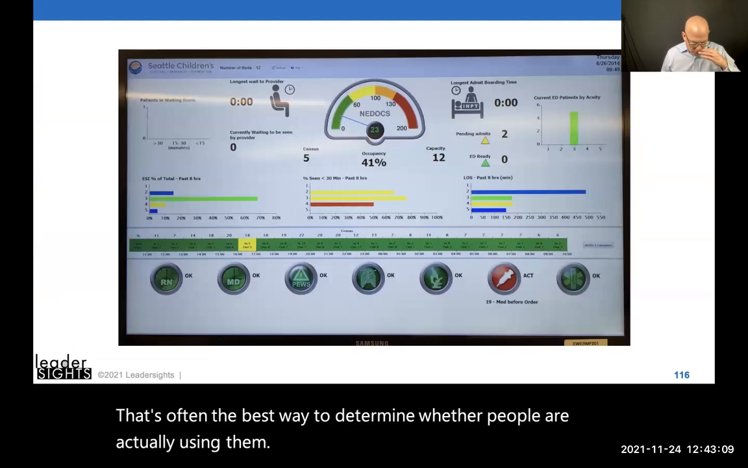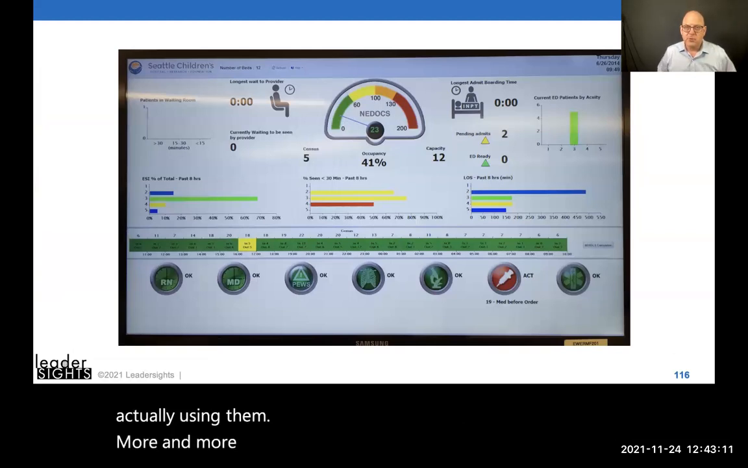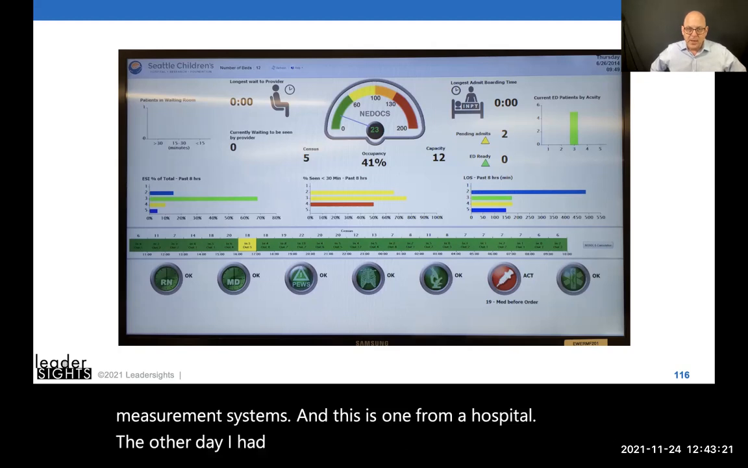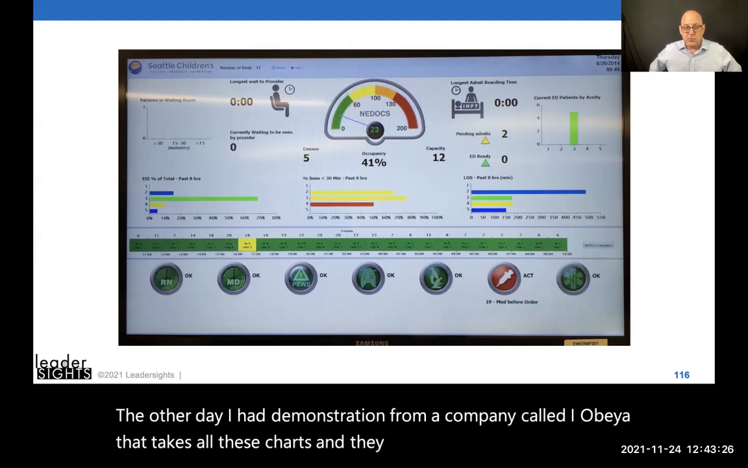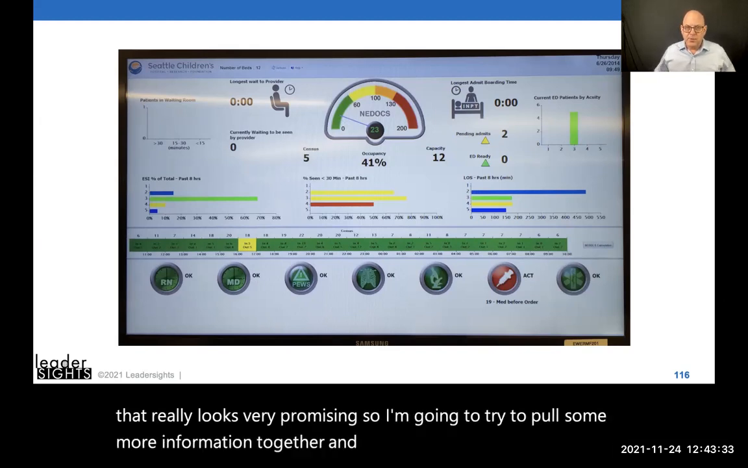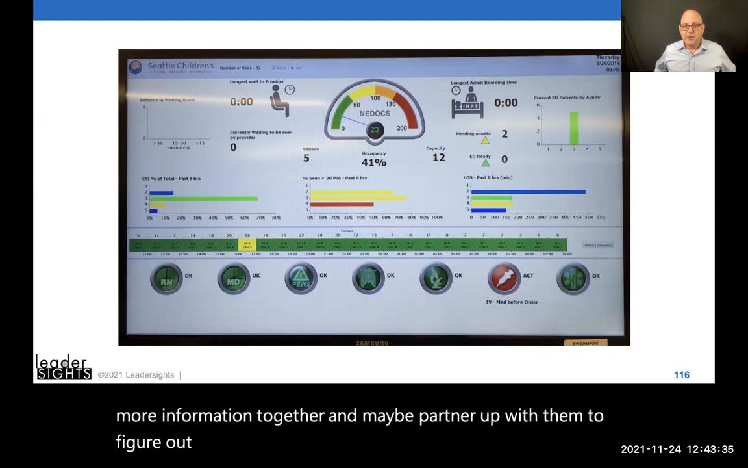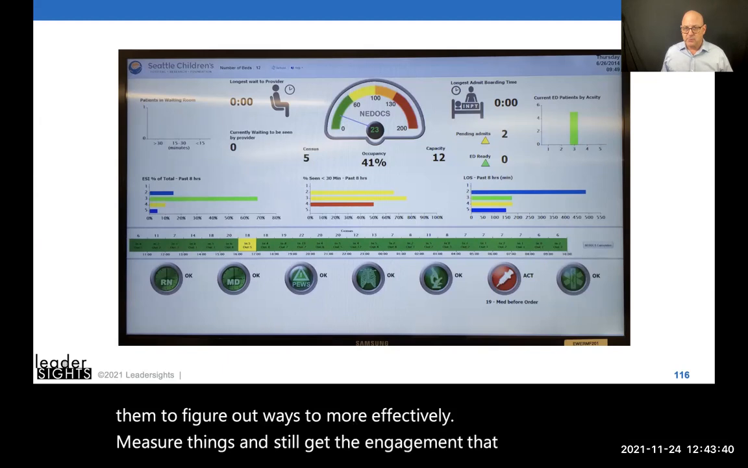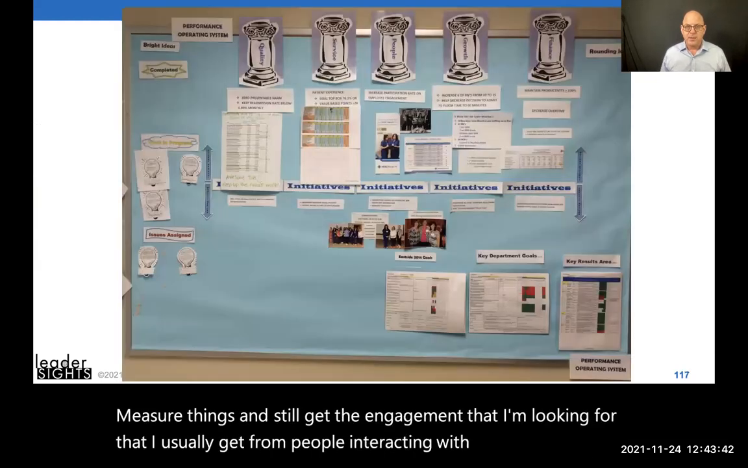I see more and more electronic dashboards and electronic measurement systems, and this is one from a hospital. The other day I had a demonstration from a company called IOBEA that takes all these charts and they build these kind of dashboards that really looks very promising. So I'm going to try to pull some more information together and maybe partner up with them to figure out ways to more effectively measure things and still get the engagement that I'm looking for that I usually get from people interacting with the board itself.